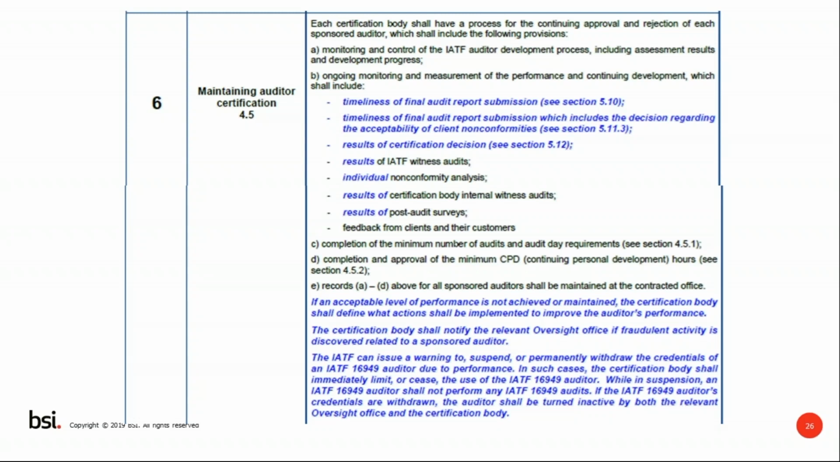All certification bodies are compared on the number of NCs per audit, the percentage of majors, and also the percentage of audits with no non-conformities. And now we're looking to use the same measurements to track performance of individual auditors. Results of certification body internal witness audits. So obviously we have to do our internal witness audits, and also results of post-audit surveys. So clients completing after-audit questionnaires.